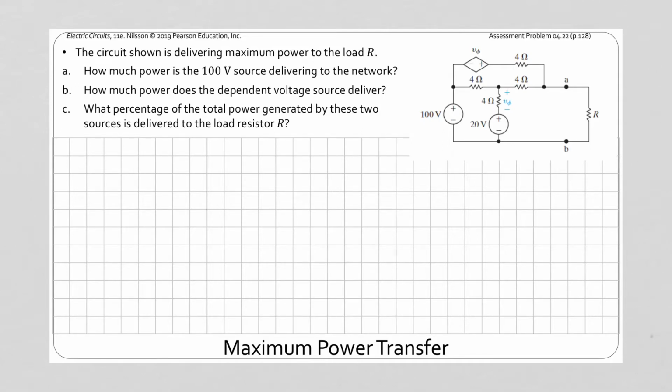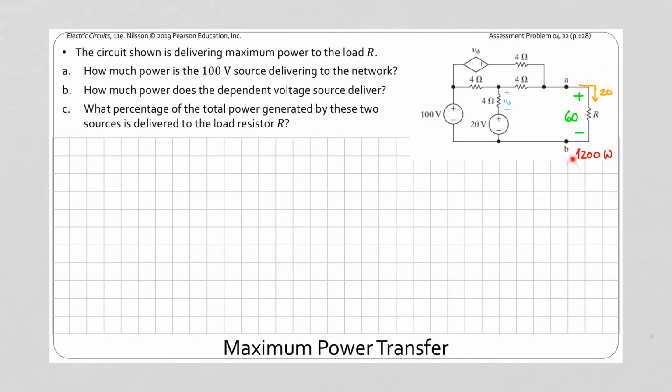In this example, we're told that we have a circuit here that is delivering maximum power to the load R. We found in the previous example, assessment problem 4.21, that the voltage delivered to the load was 60 volts, and that the current being delivered to that load resistance was 20 amps. And that gave that load an output of 1,200 watts. And now we're being asked about the power being delivered by the 100 volt source, the power from the dependent source, and the overall efficiency of this circuit.